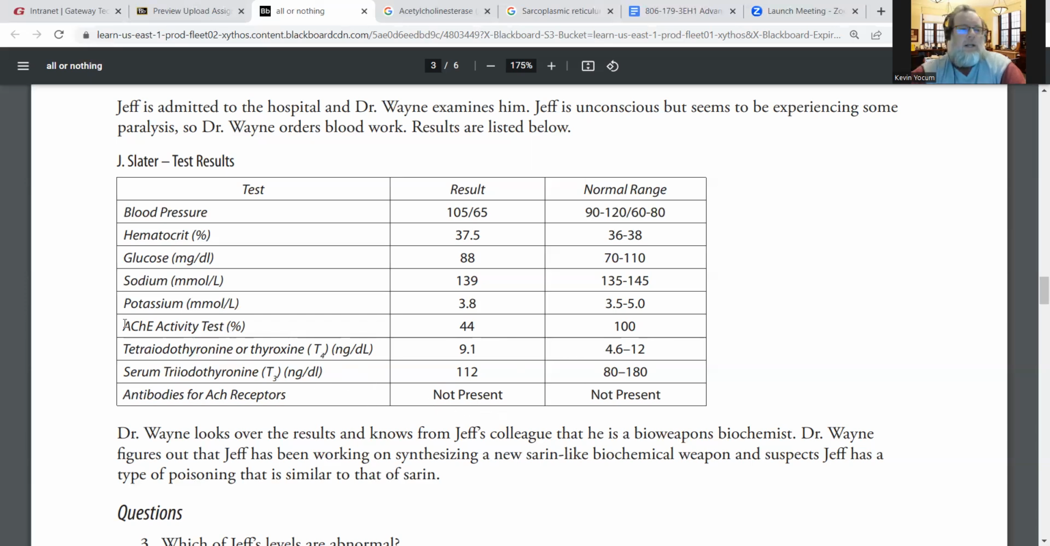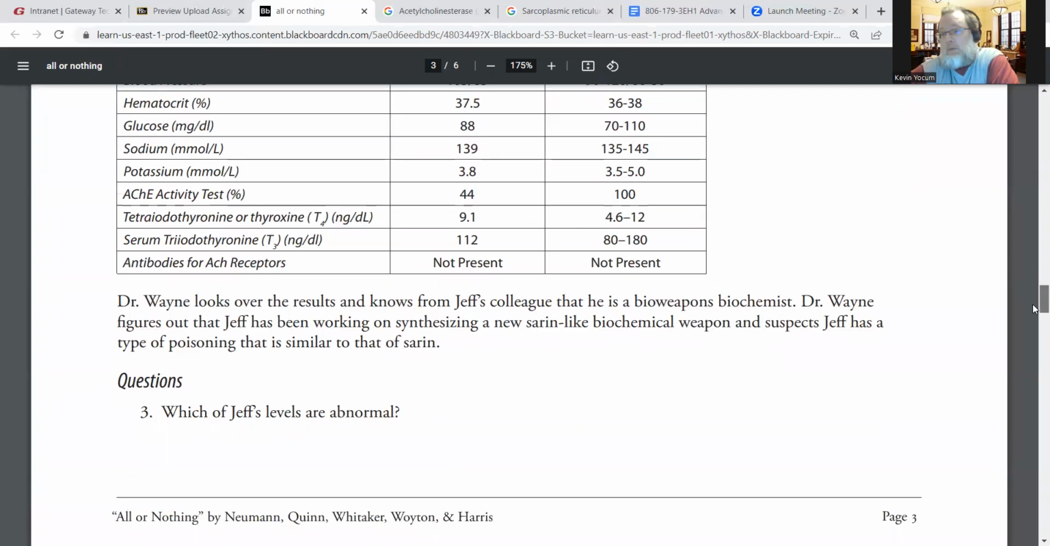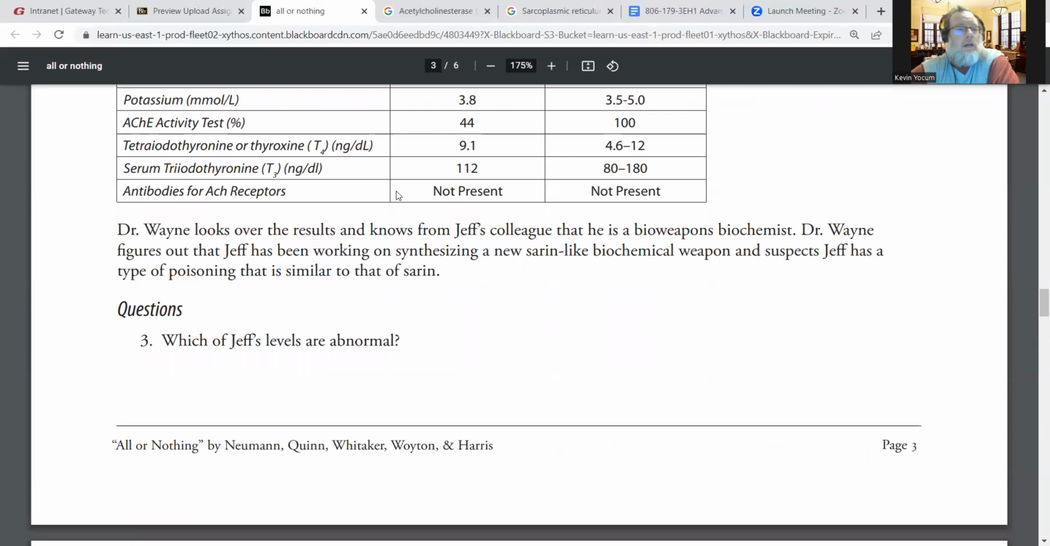So anyway, let's go back up here to the ACHE. This is what we're targeting. Normal range was 100 and Jeff's sitting at 44. So he doesn't have enough acetylcholinesterase to stop acetylcholine from triggering muscle contractions. So he's going to be having some, well, I don't want to give it away. We'll keep going. Which of Jeff's levels are abnormal?